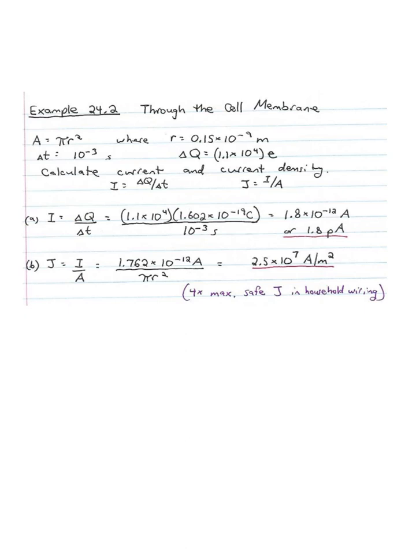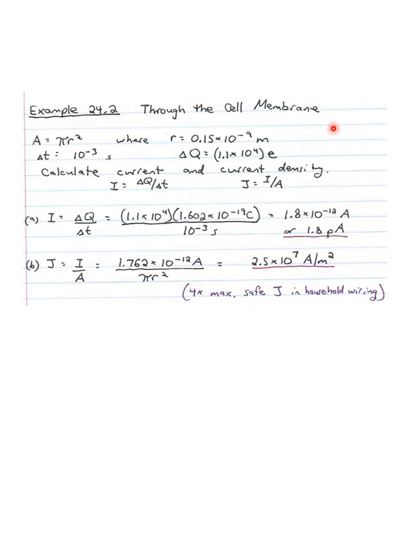Let's now look at example 24.2 at the end of the section, through the cell membrane. Ion channels are narrow pores that allow ions to pass through cell membranes. A particular channel has a circular cross-section 0.15 nanometers in radius. It opens for 1 millisecond and passes 1.1 times 10 to the fourth singly ionized potassium ions. Find both the current and the current density in the channel.